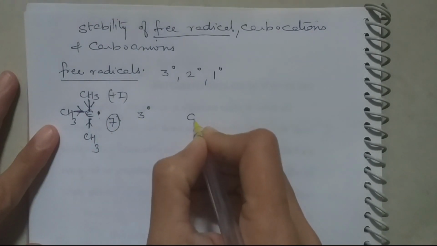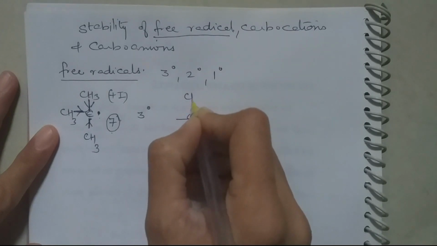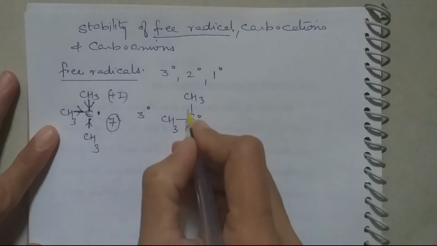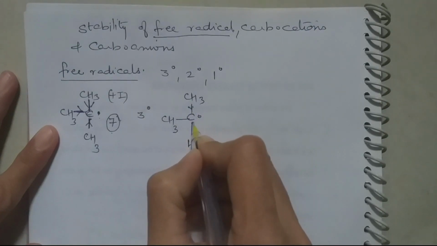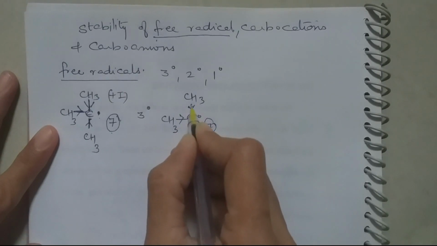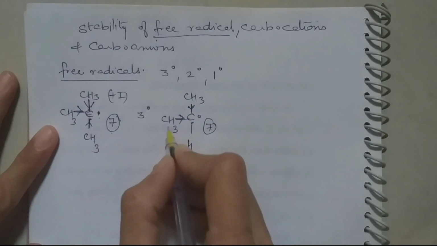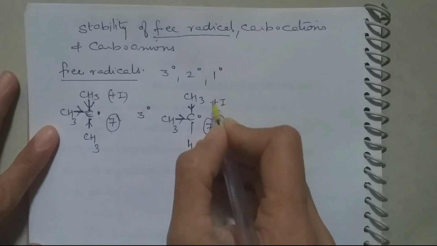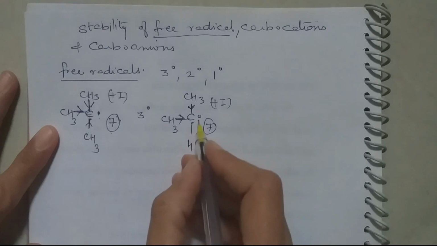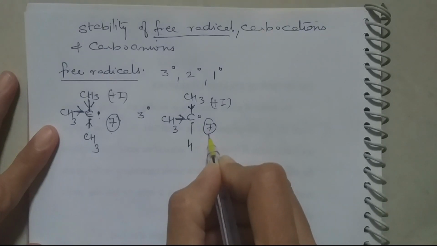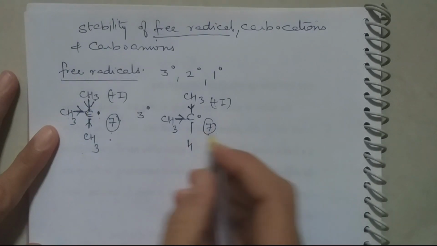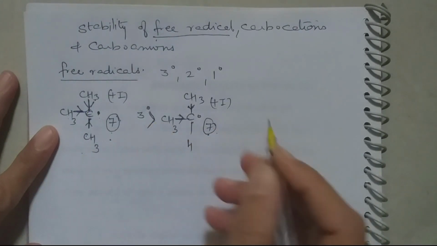And what happens in case of 2 degree? Say this is 2 degree carbon radical. This is also an electron deficient carbon with just 7 electrons, but it has only 2 CH3 to give. CH3 has plus I effect. This has only 2 CH3 to give electrons. So its electron deficiency is not fulfilled as much as in case of this, because that has 3 CH3. Then it is next one to be stable.